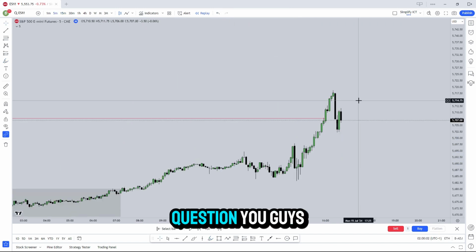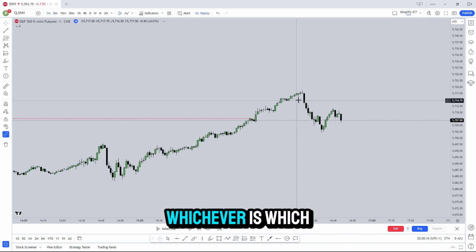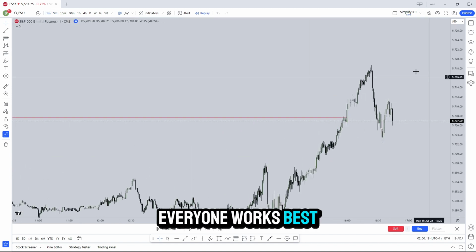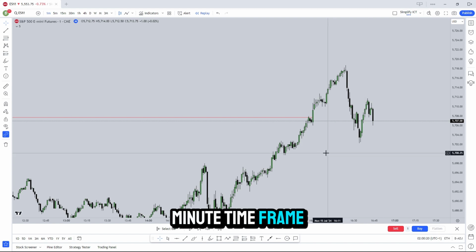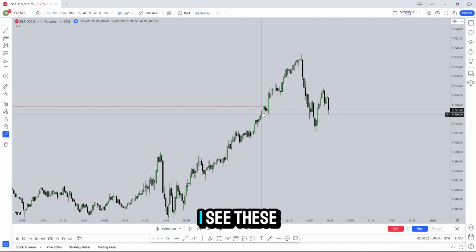So now another question you guys might have is, what time frame do I go on when I'm looking for trades on the lower time frame? Well, you want to go on any time frame that you can see market structure and order flow clearly on. So on the 5-minute time frame, on the 1-minute time frame, whichever it is, it's whichever one works best for you. Now, okay, on the 1-minute time frame, I can see order flow and I can see structure a lot more clearly now. So straight away, I can see these lows being built up, and as you can see, price displaced to the downside, breaking that structure.